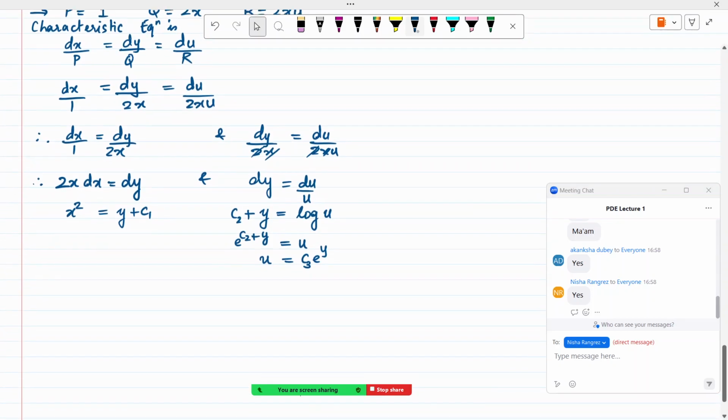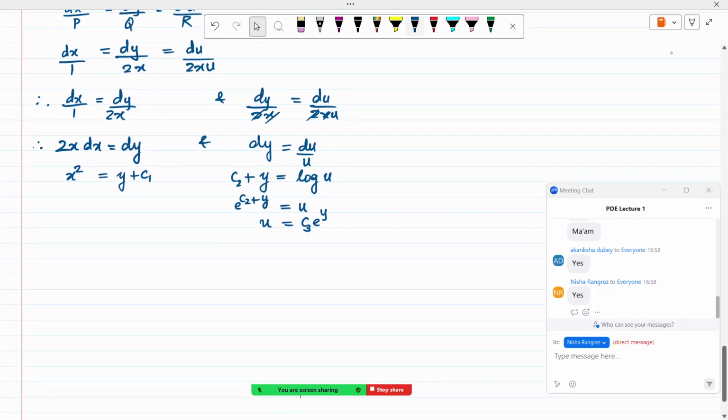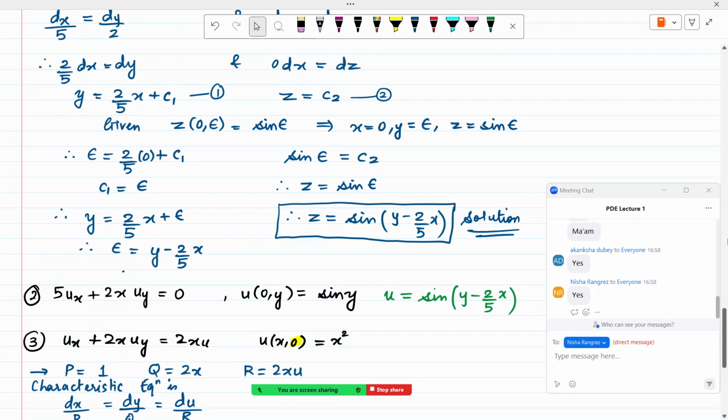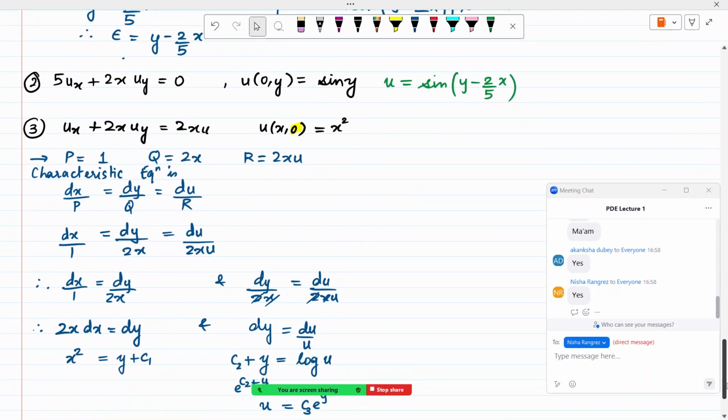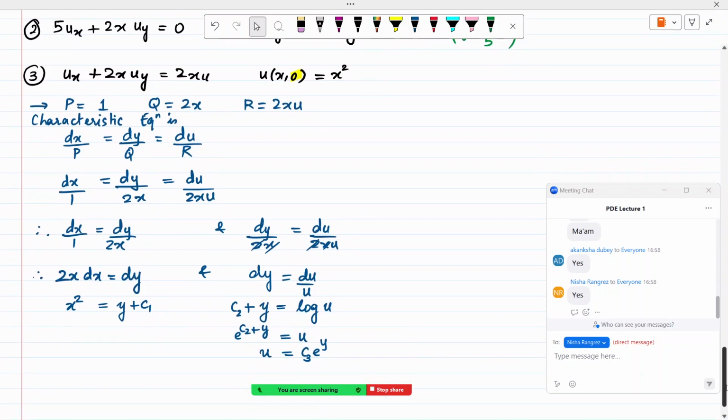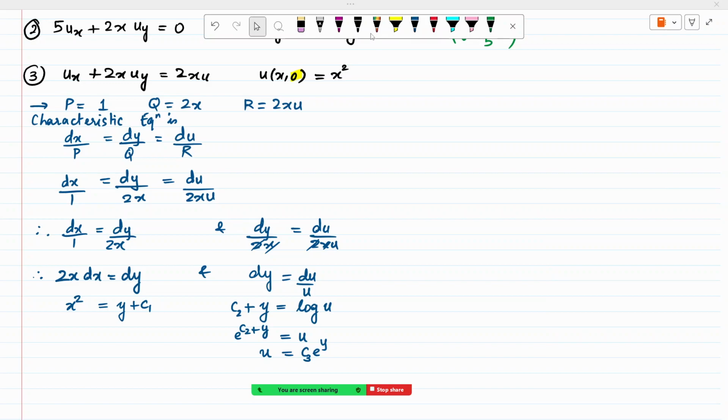Now, once you've got this, we'll work on the initial conditions. So let's work on the initial condition. The initial condition like before. Let me do a partition here.